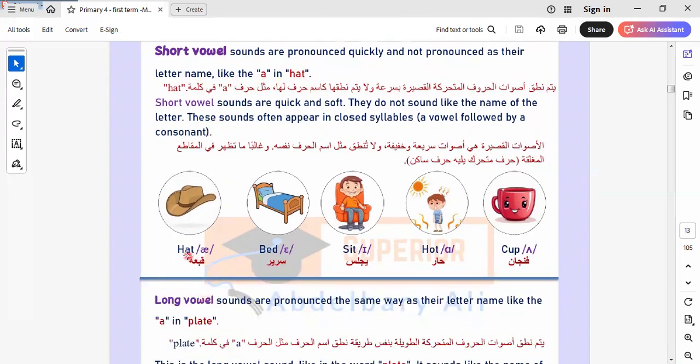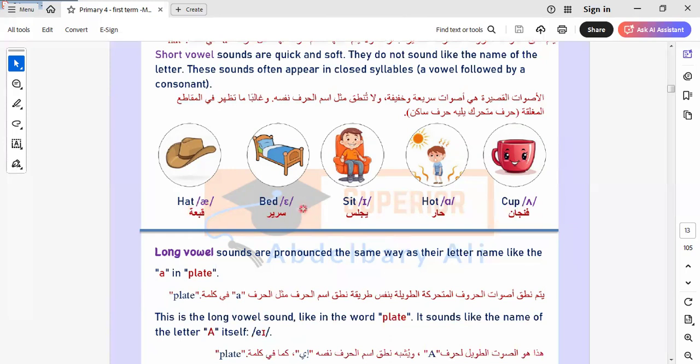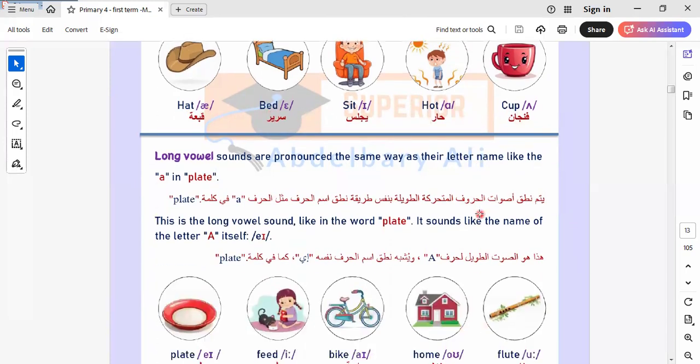Let's note together. Here is hat, bed, sit, hot, cup. This is called short vowels.